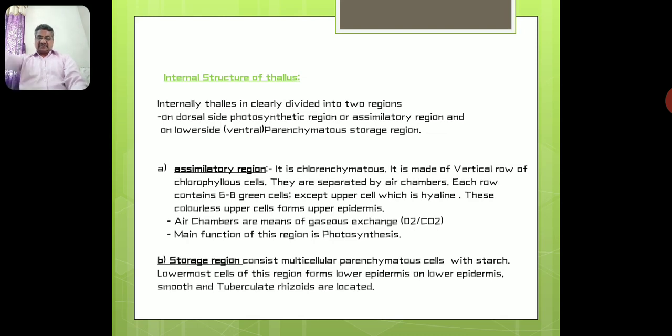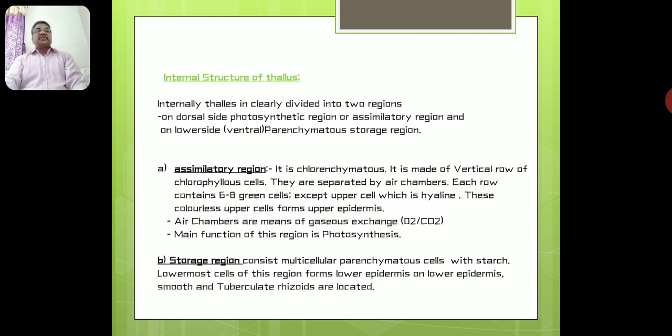When we take the transverse section of the dorsoventral thallus of Riccia, you will observe that anatomically the thallus is divided into two regions: on the dorsal side the photosynthetic region, and on the ventral or lower side the parenchymatous storage region.